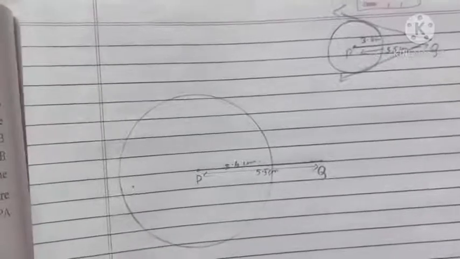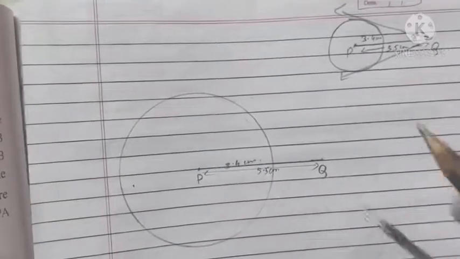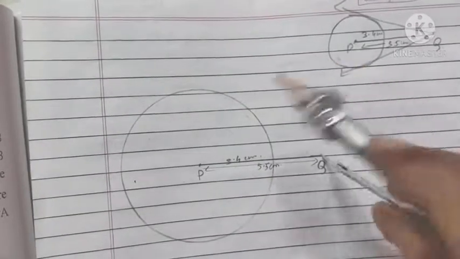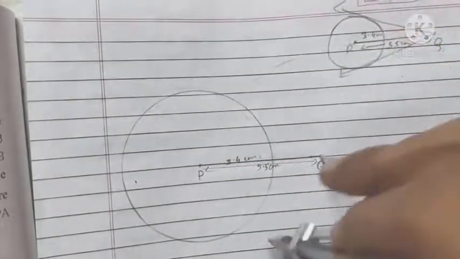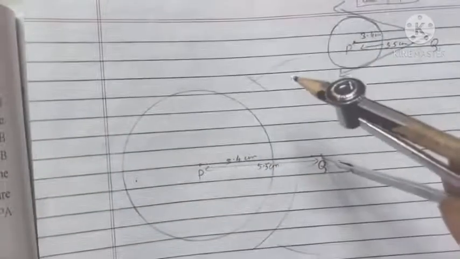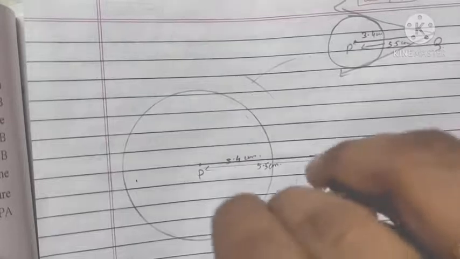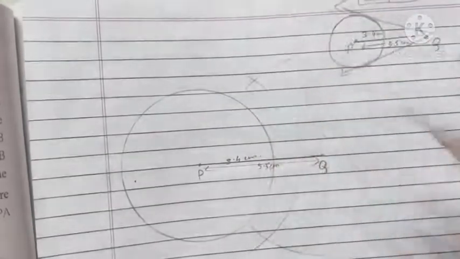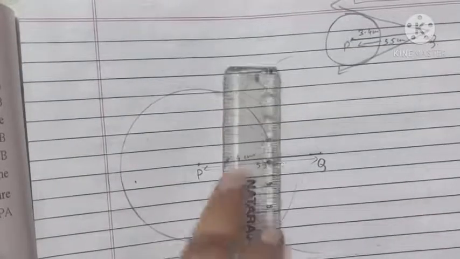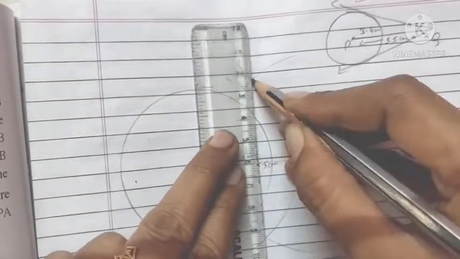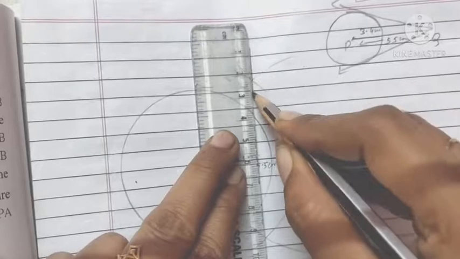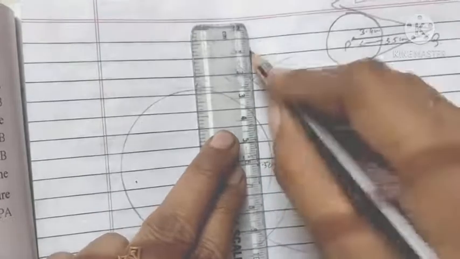Now you have to construct the tangent from point Q. Bisect this segment PQ. Take more than half distance and bisect segment PQ. You know how to bisect a segment. First keep the tip of the compass on the first point and draw two arcs above and below. Then keep the tip of the compass on the other point and cut the previous arcs. This is the bisector of segment PQ.